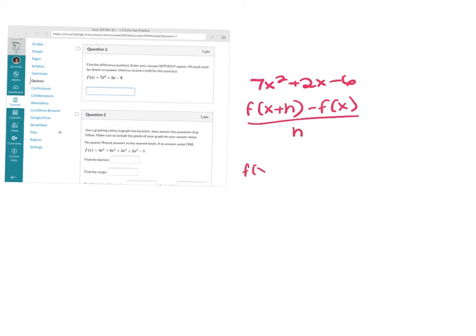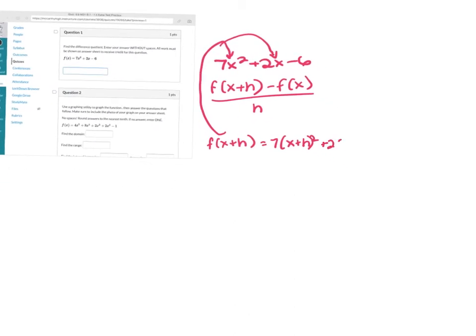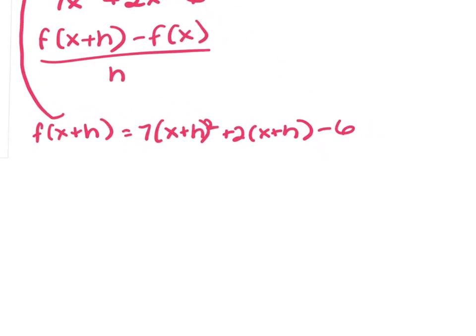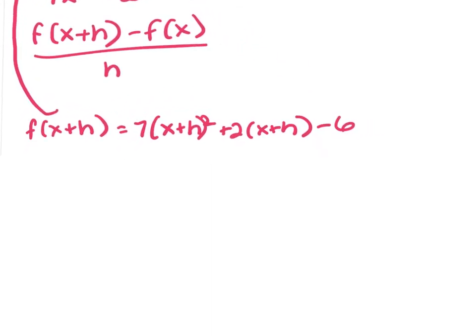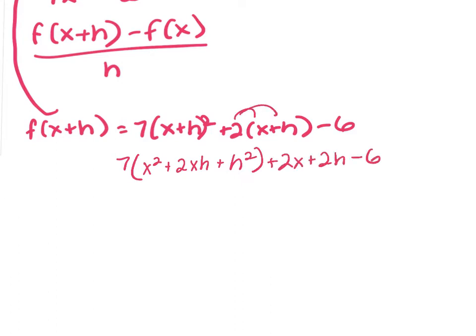So first I'm going to find f of x plus h. I'm going to take this and plug it into both the x's here. 7 times x plus h squared plus 2 times x plus h minus 6. Now we're going to have to do x plus h squared a lot, so you might as well memorize that. So it's 7 times x squared plus 2xh plus h squared. Distribute the 2 in here, plus 2x plus 2h minus 6. Distribute the 7.